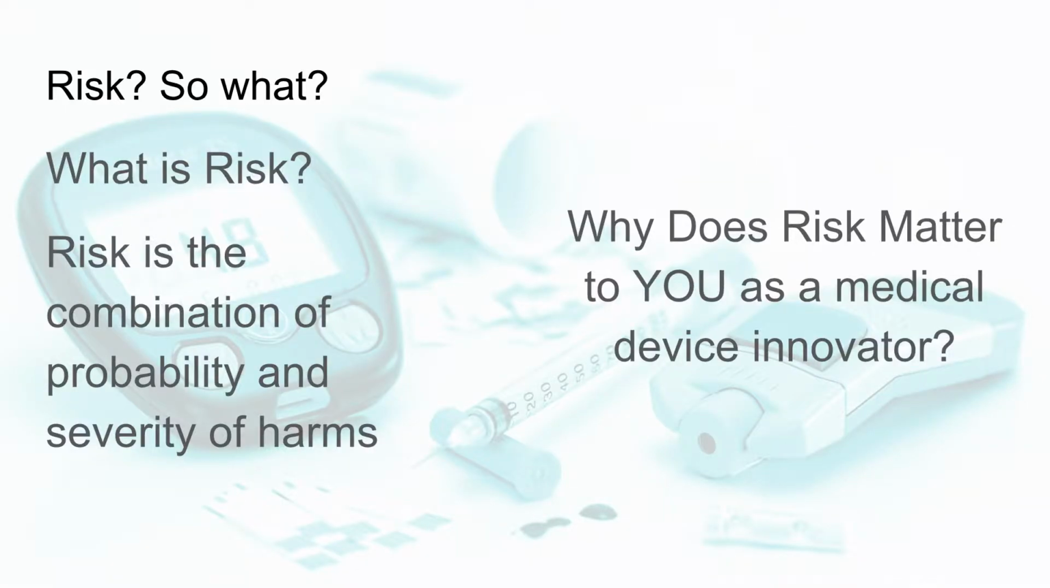So just a refresher from last time, risk is the combination of probability and severity of harms. You may recall from that first lecture, I drew that little chart that showed on one axis the probability of an event occurring, on the other one the severity of the event. And for you as medical device designers, it should be pretty obvious that the reason this matters is that if you're planning to put your device in a human or have it interact with a human, you want it to be safe.